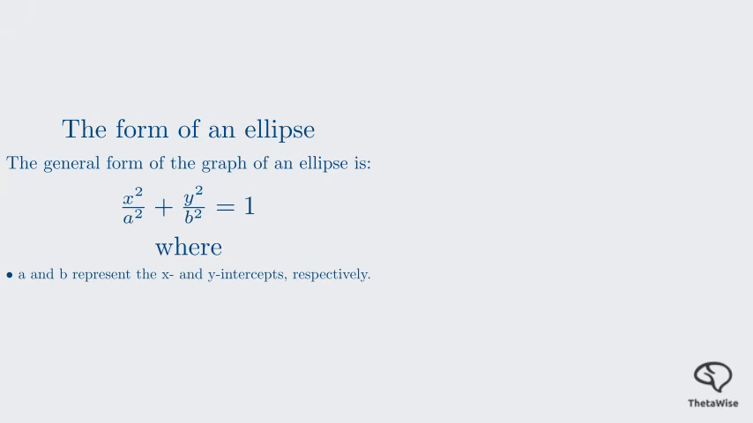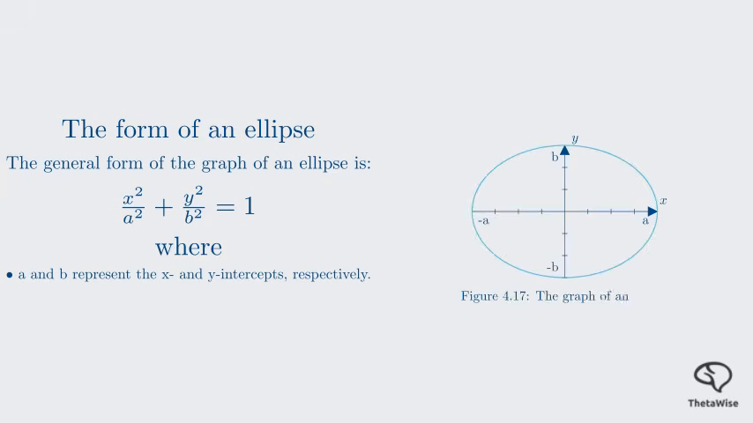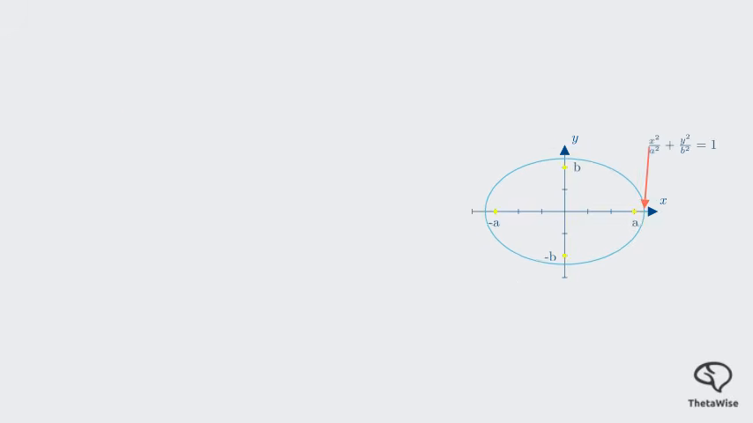To make this clear, let's visualize this with a diagram. Here's the standard diagram for an ellipse. Notice how the variable a corresponds to the points where the ellipse cuts the x-axis, and b corresponds to the points where it cuts the y-axis. This direct relationship between the equation and the intercepts is what makes sketching an ellipse so straightforward once you have the equation in this standard form. So how do we find these intercepts a and b from the equation? Let's delve into the intercepts more closely.